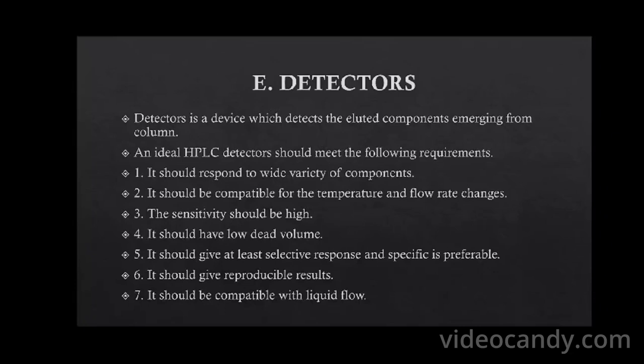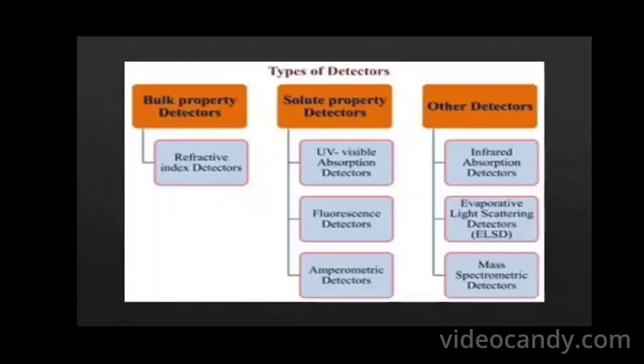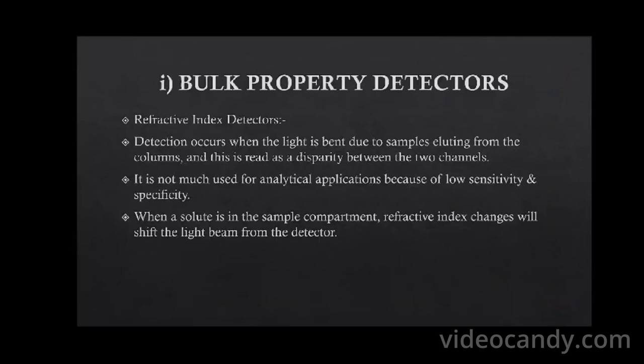It should have a low dead volume. It should give at least a selective response, and specific is preferable. It should give reproducible results. It should be compatible with a liquid flow. Types of detectors. Bulk property detectors contain the refractive index detectors. Solute property detectors contain the UV visible absorption detector, fluorescence detector and amperometric detectors. Other detectors: infrared absorption detectors, evaporative light scattering detectors and mass spectrometric detectors.